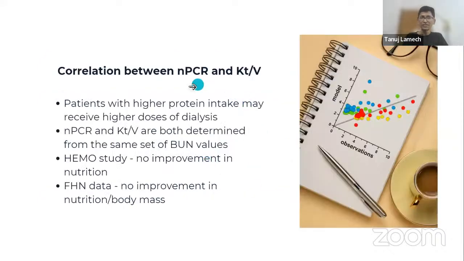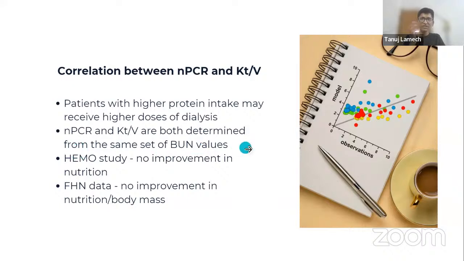There is actually a correlation between the NPCR, which is the protein catabolic rate, and the Kt/V. There's a linear relationship. But Henrich argues that this is an artifact and not necessarily causal, and he gives reasons why this association is not true. He says all of this is based on observational data. Patients who have a high protein intake naturally get prescribed a higher dose of dialysis, so obviously the two would correlate, even though it is not causal.